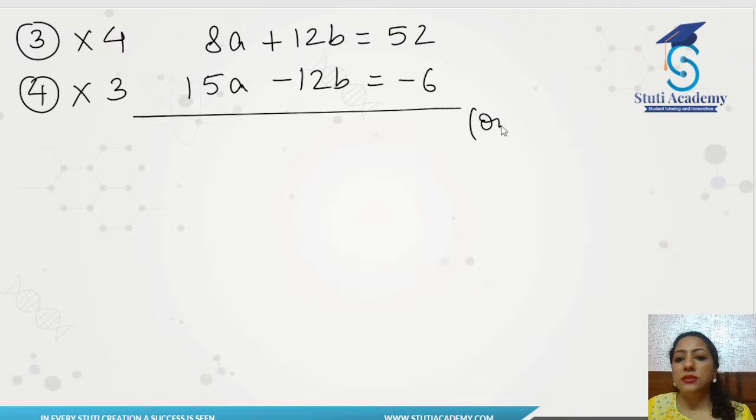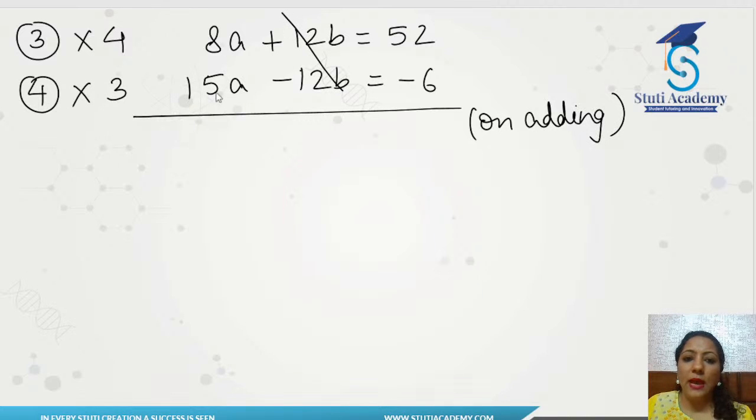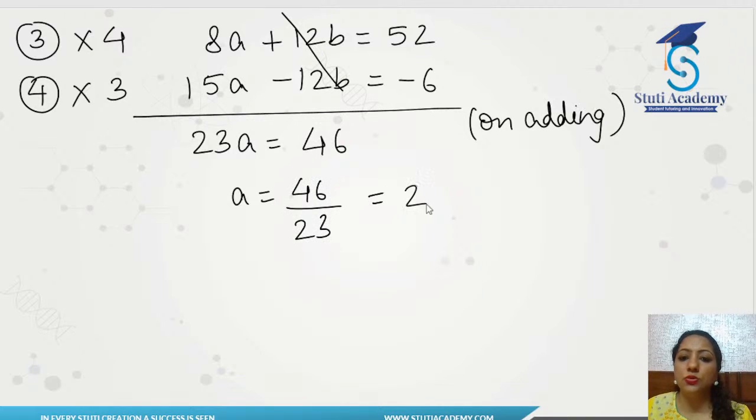Now we'll add these two so that we get rid of this b. And when we add these two, we'll get here 23a. 52 minus 6 will give us 46. So a here would be 46 upon 23. That is 2. So we have got a here as 2.